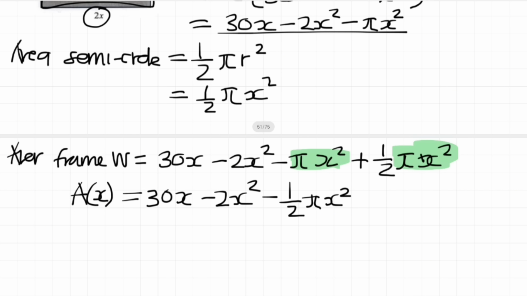So now they want the maximum. So we need to derivate this. So we're going to have A prime of x, which is going to be equal to, this is going to give us 30, and then this is going to give us minus 4x, and then if we derivate this, oh, I forgot the pi here. What is the pi? Oh, I didn't forget the pi. Everything is settled here.